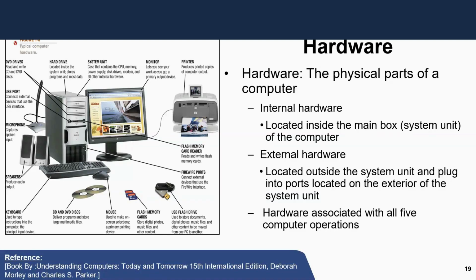Anything that resides in your main CPU or main system unit box will be termed internal hardware, like the hard disk, CPU, processor, motherboard, power supply, graphics card. These are all internal hardware. And everything that is attached through its ports is termed external hardware, like keyboard, speakers, monitors, CDs, flash drives, USBs. These are all external hardware.